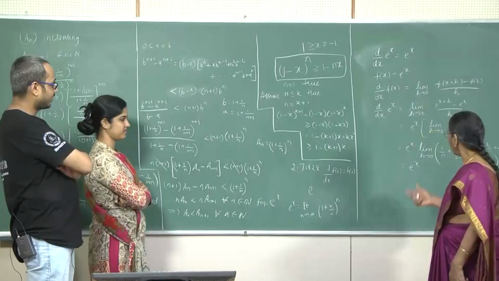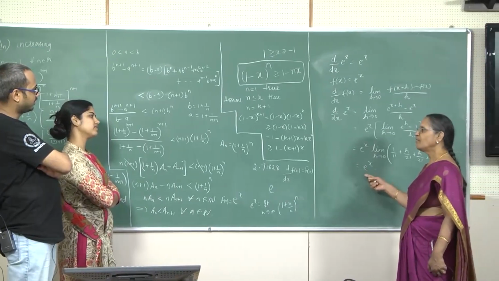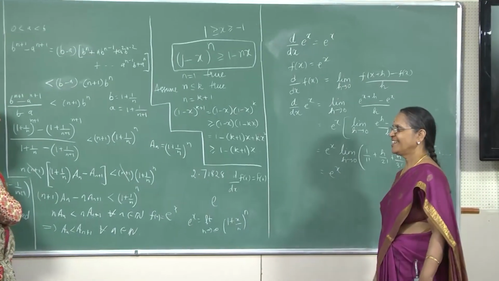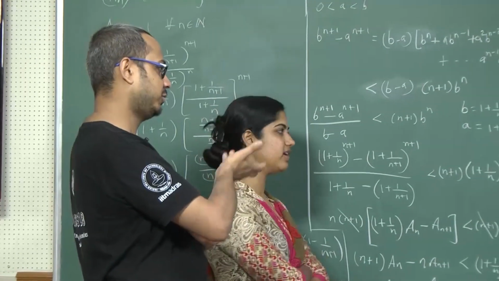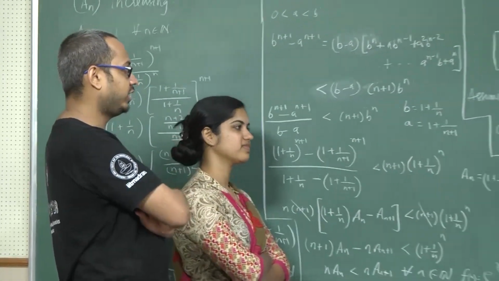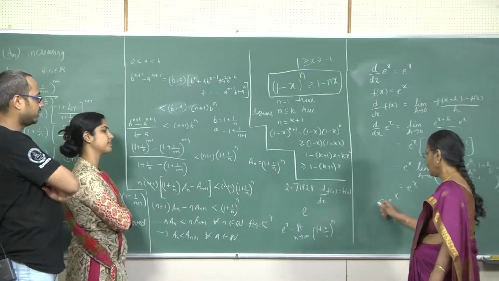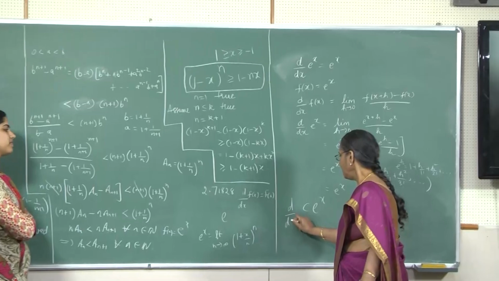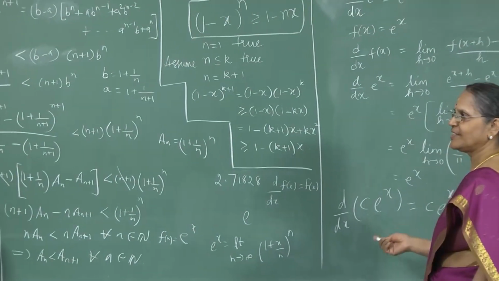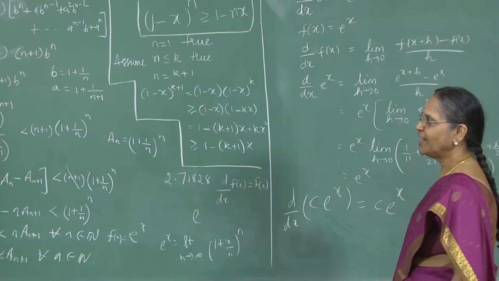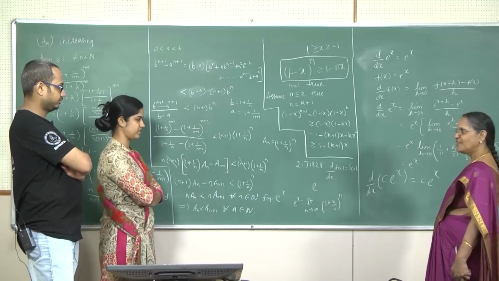Why do you say that you have one such function? Because if I take any constant multiple, it will also work. So c times e power x also has the property that d by dx of c e power x is c e power x. And so you say that e power x is one such function which possesses this property. Yes. Fine, that is good.